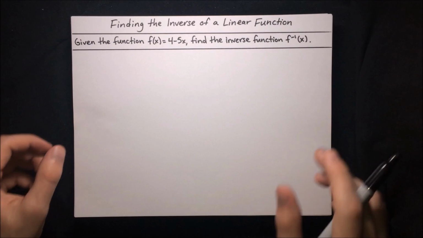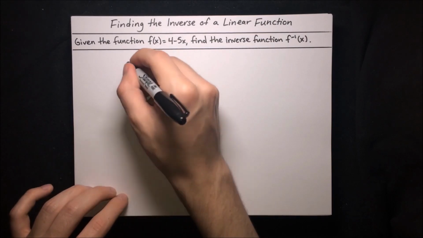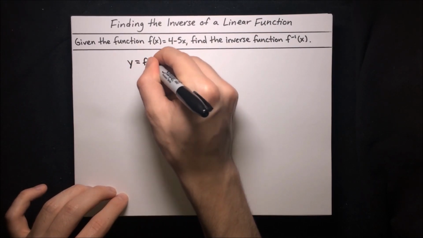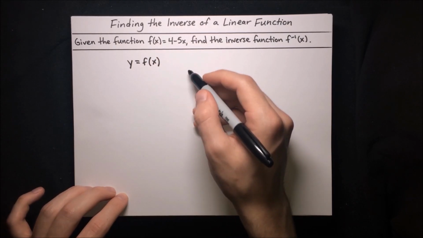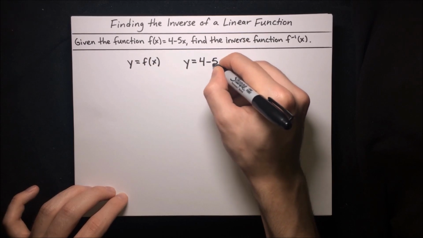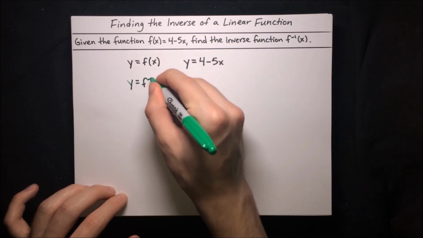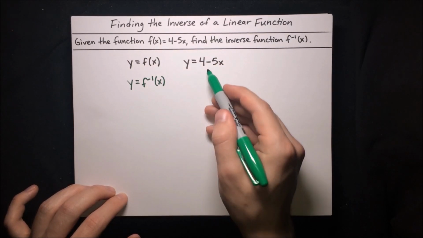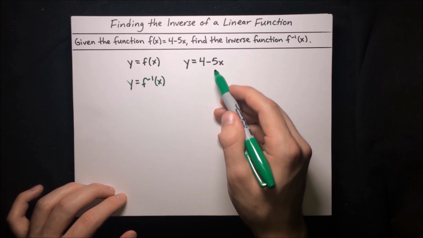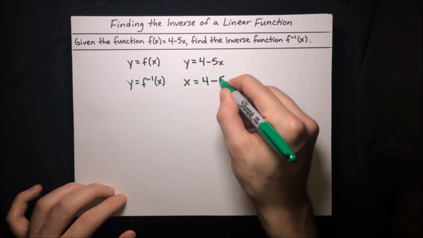Here's another problem. We're given the function f of x equals 4 minus 5x, and we want to find the inverse function, f inverse of x. And this is going to be very similar to the previous problem. We'll start it off by just writing that y equals f of x. Let's define y this way. And then, according to that definition for y, we have y equals that rule for f of x, 4 minus 5x. Now suppose we want to change this up and say that y equals f inverse of x. What do we have to do to this equation? Well, we just have to swap x and y. So we'll write that x equals 4 minus 5y.